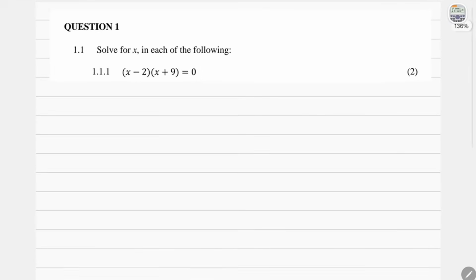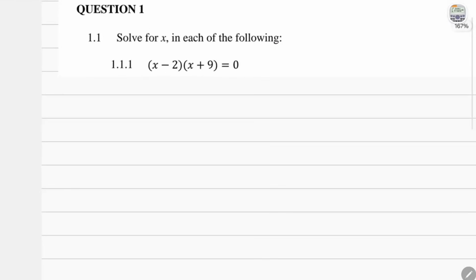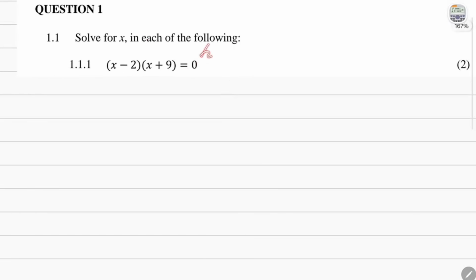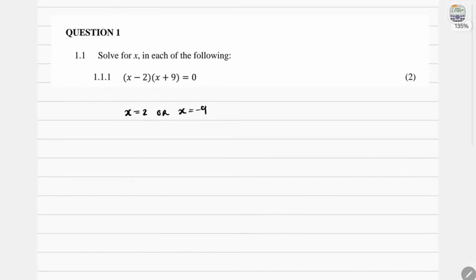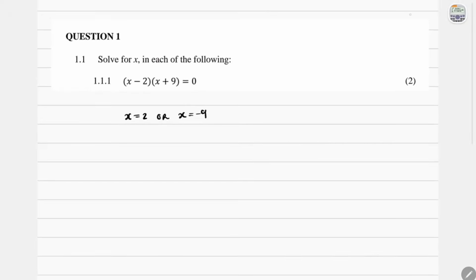Question 1.1 says we need to solve for x in each of the following. Now, in this question, do you see that the right-hand side is already equal to 0 and these have been factorized for you? So all we have to do is equate each bracket to 0. So x minus 2 is equal to 0, and so if you transpose, therefore x is equal to 2, or x is equal to -9, and these are our answers. Moving on to the next question.